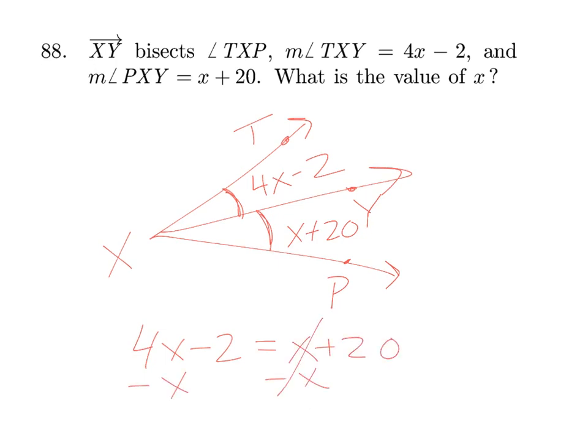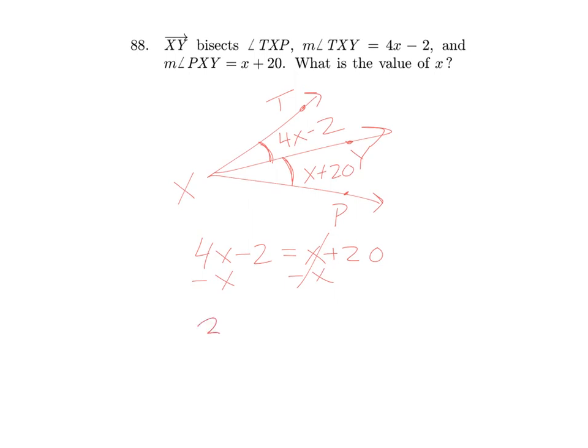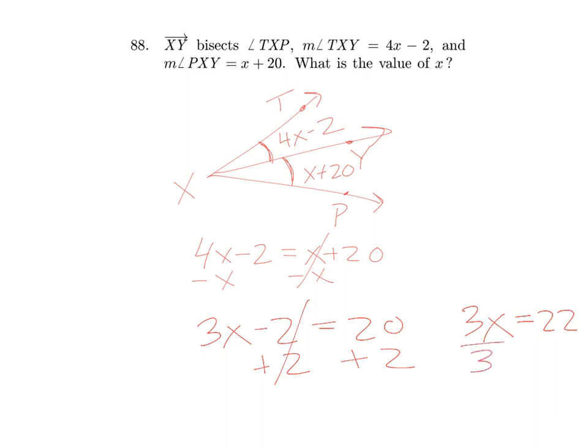Subtract x. I get 3x minus 2 is equal to 20. Add 2. 3x is equal to 22. Yep. Divide by 3. All right, so x is equal to 22 over 3. Done.